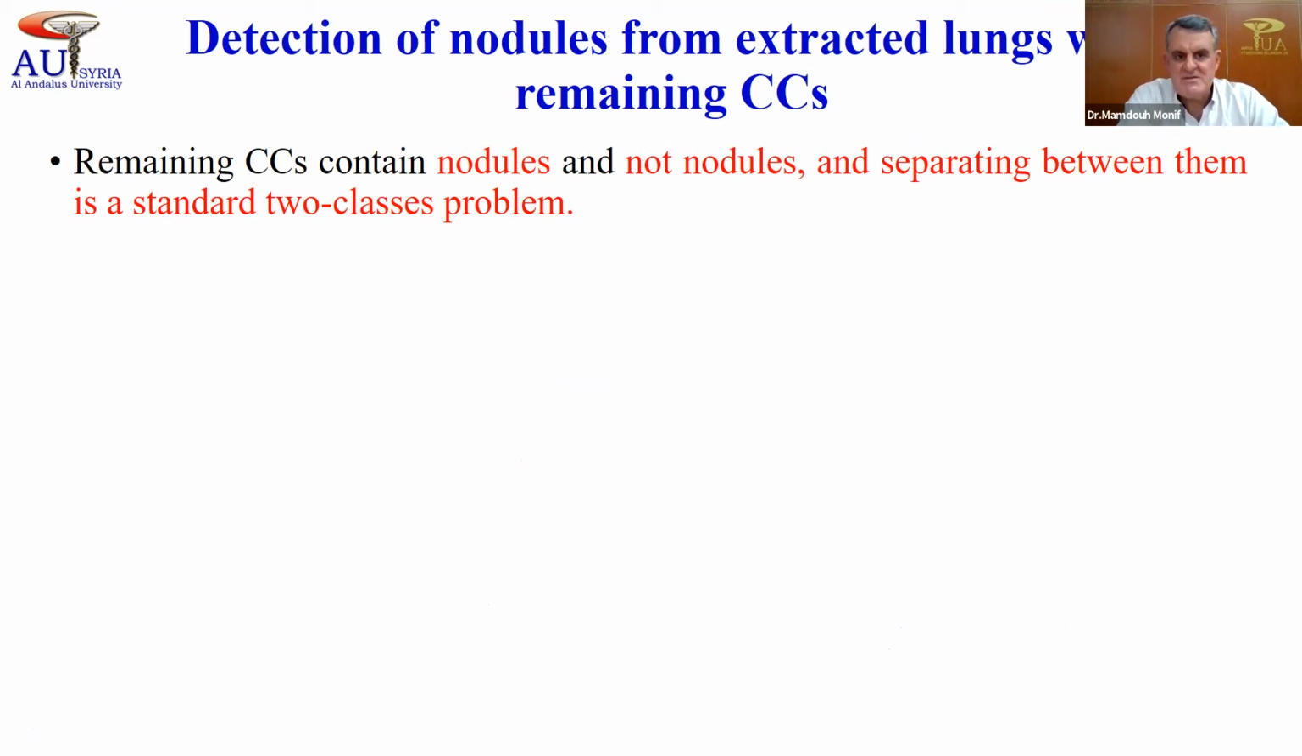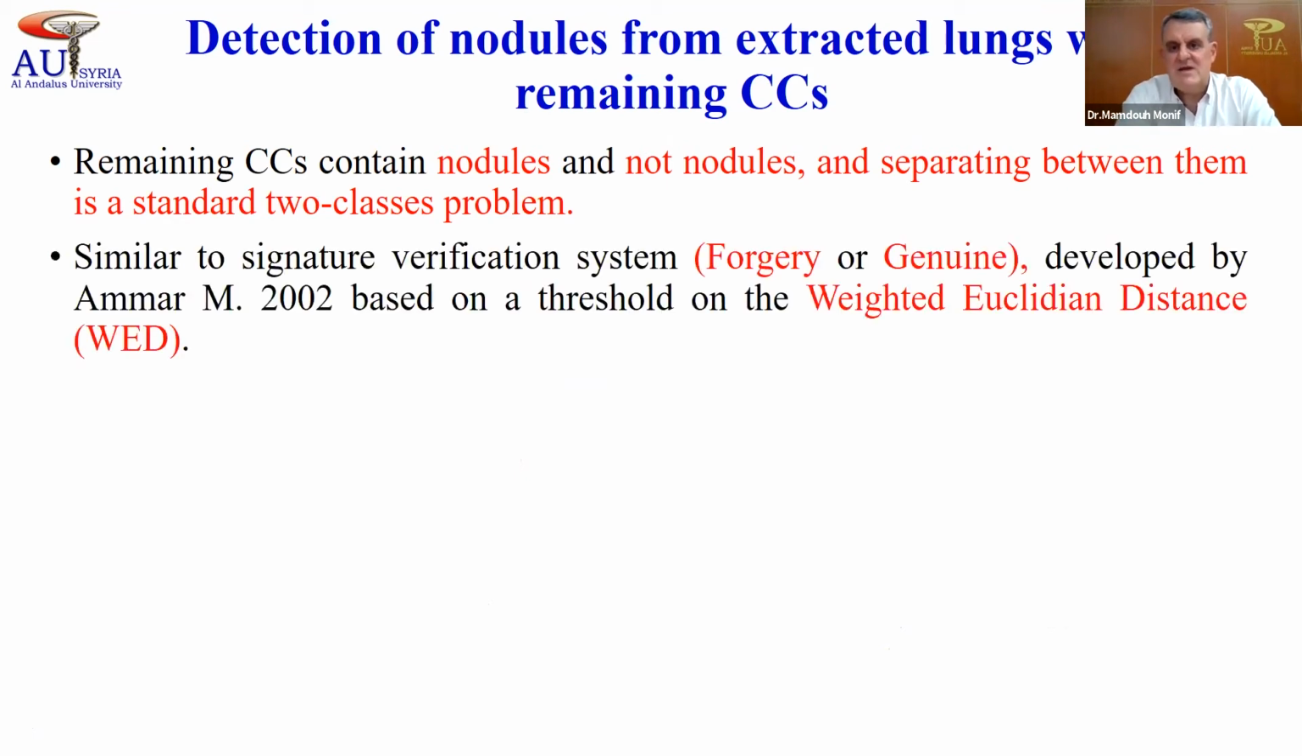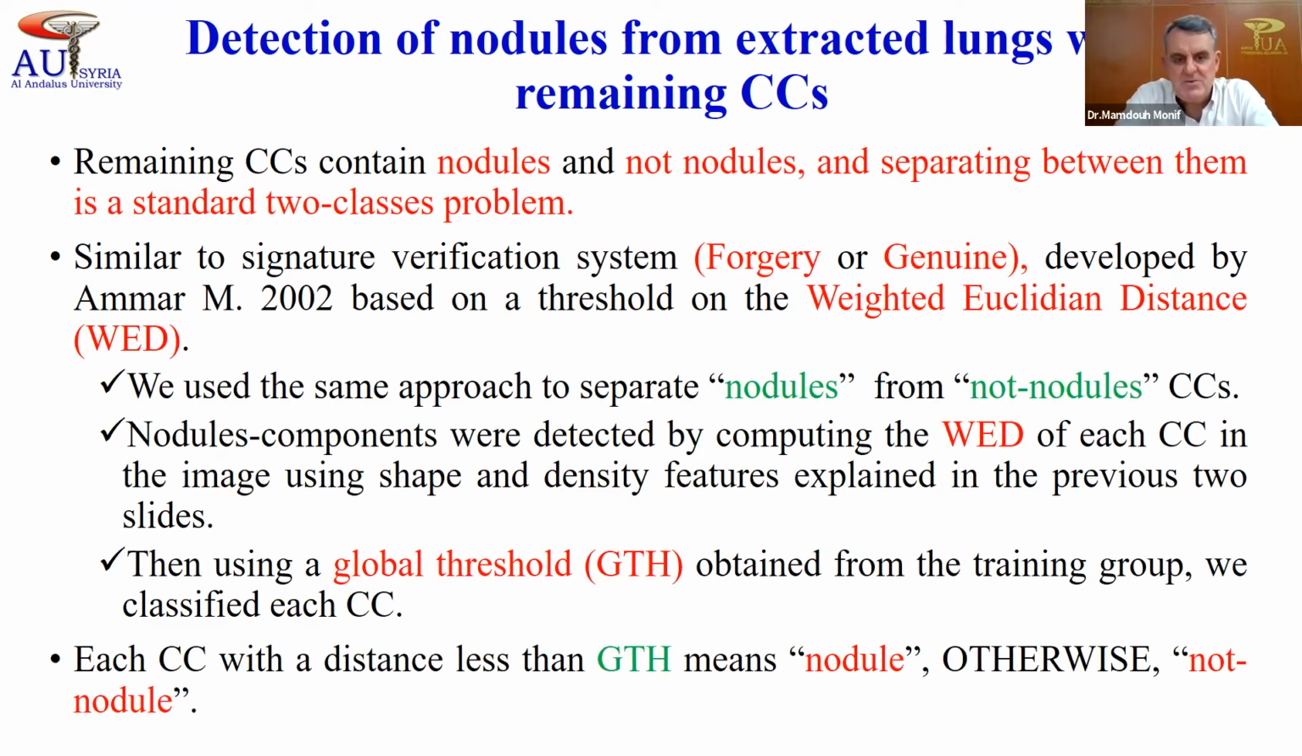Detection of nodules from extracted lungs with remaining CCs. The remaining CCs contain nodules and non-nodules, and separating between them is a standard two-class problem. Similar to the signature verification system, forgery or genuine, developed by Maan in 2002, based on a threshold on the weighted Euclidean distance, we use the same approach to separate nodules from non-nodules.